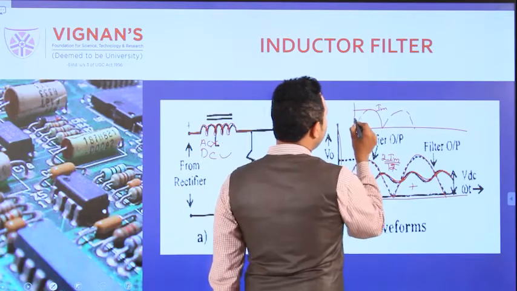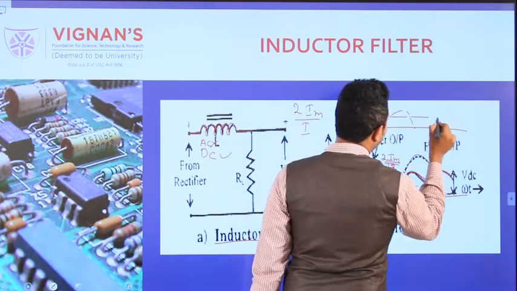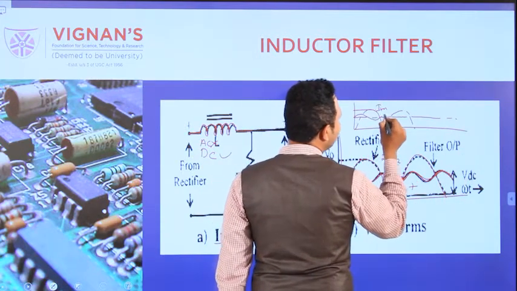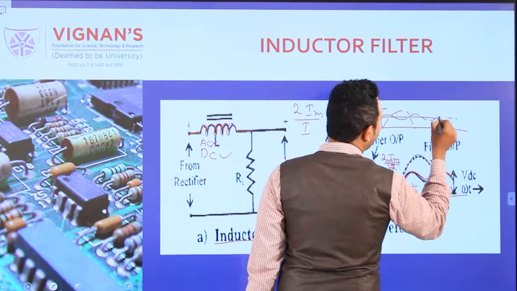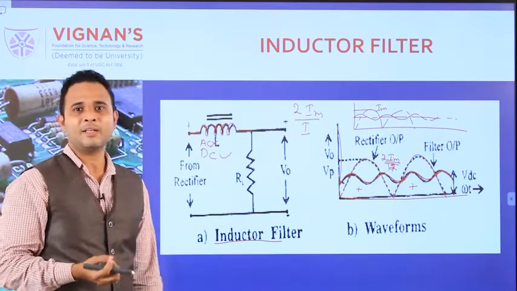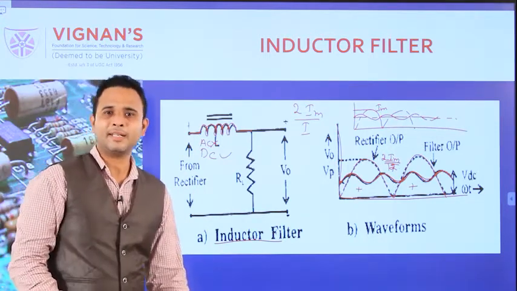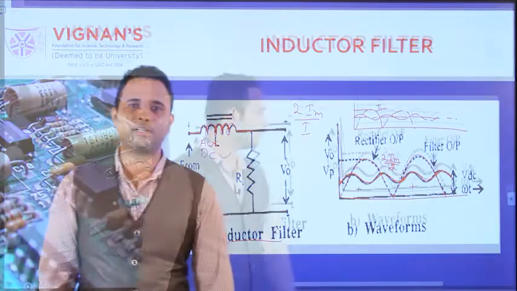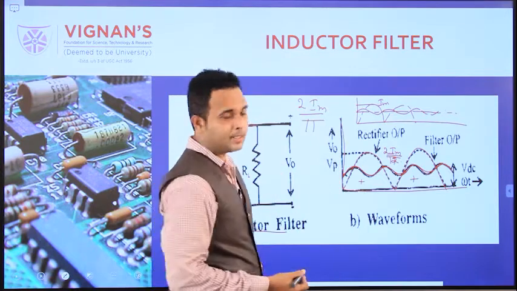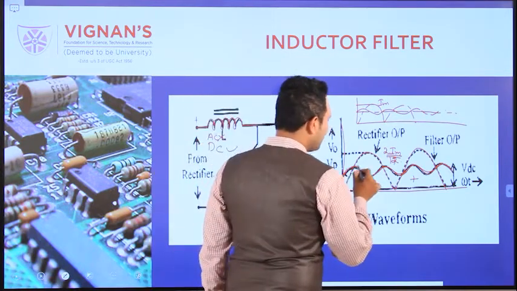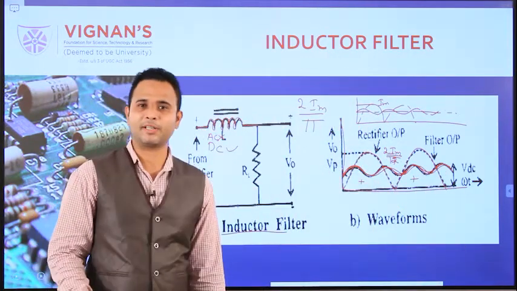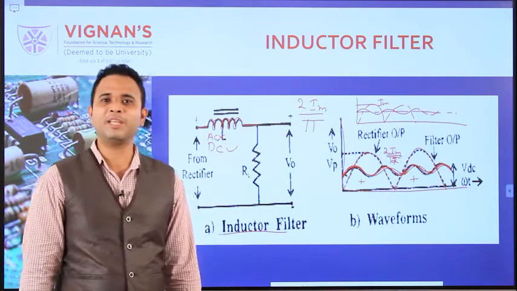Im by pi means one line, so the inductor allows this average DC at the output side. It blocks the AC. Like this, the inductor works as a filter. This is the basic operation of the inductor filter. Here our current is 2 Im by pi, and as per that, we are getting constant DC with the help of the inductor filter. This is the basic operation of the inductor filter.